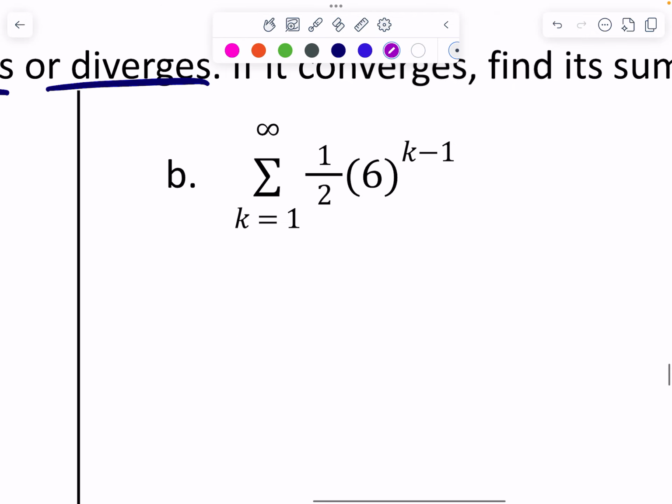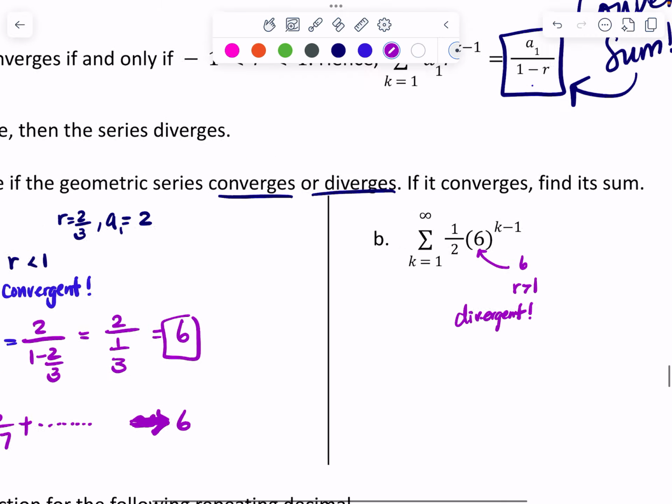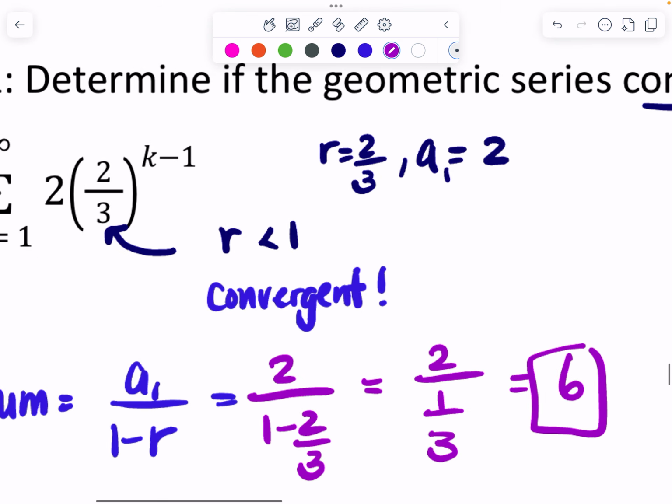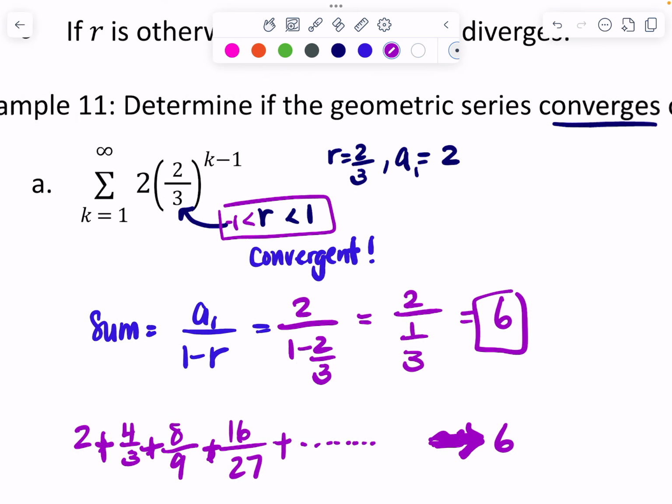The other one, on the other hand, because this R value was 6, which is much greater than 1, when R is greater than 1, then this series has to be a divergent series. And because it's a divergent series, we cannot find the sum, so we leave it there. And not only this, it also needs to be less than -1. So here's the criteria for convergent.